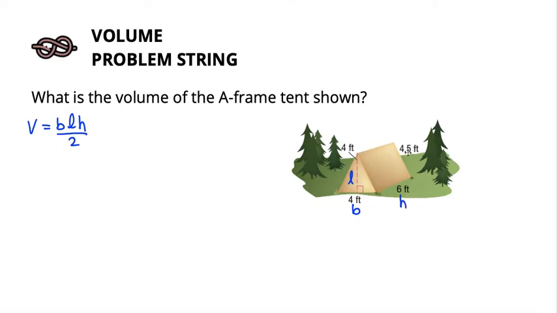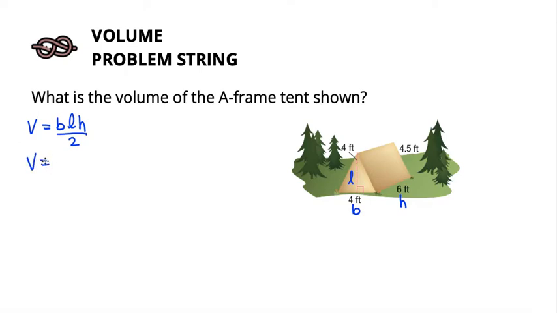You'll notice that it also labels 4.5 feet. This 4.5 feet refers to the slant height. And that's what we call just the diagonal line here that's related to my triangle. But I only need these 3 measurements for my volume.